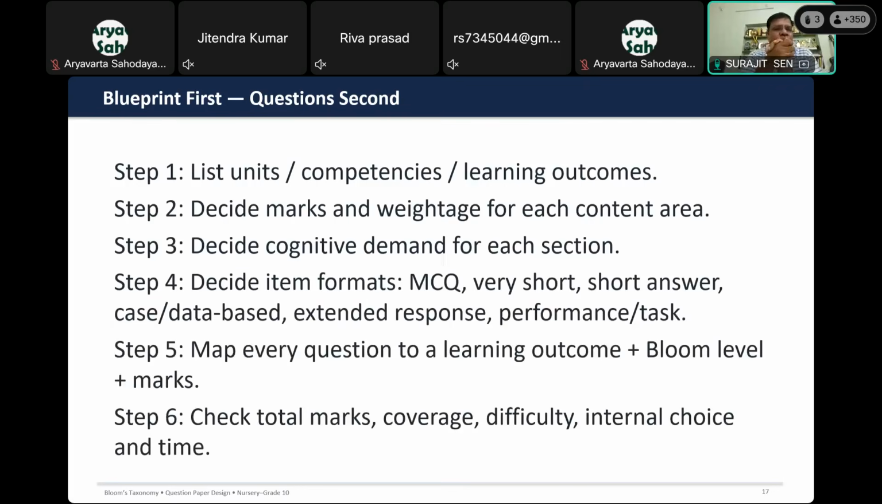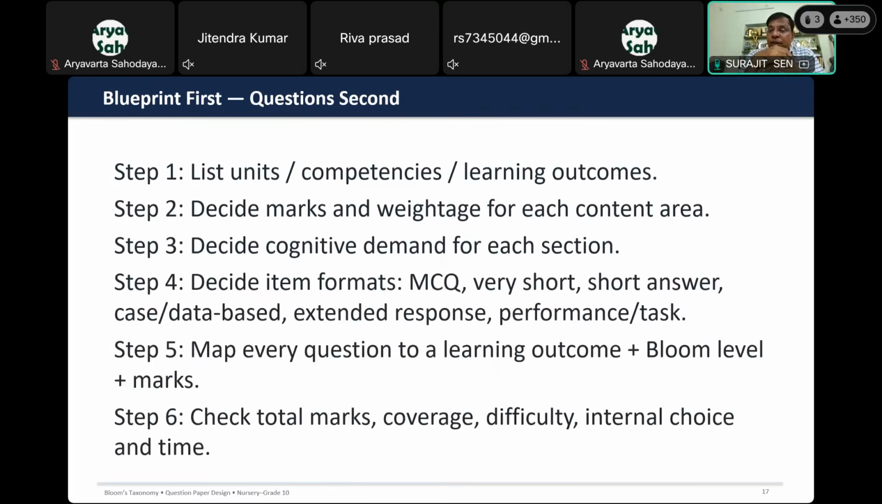Blueprint first. Whenever you make a question paper, you have to screen, you have to make a blueprint, you have to make a structure of it. So step one should be to list units, competences, and learning outcomes that you will cover. Decide the marks and the weightage for each area. Remember, understand, analyze, apply, evaluate, and create: for every area, what weightage will be given, that you have to decide.